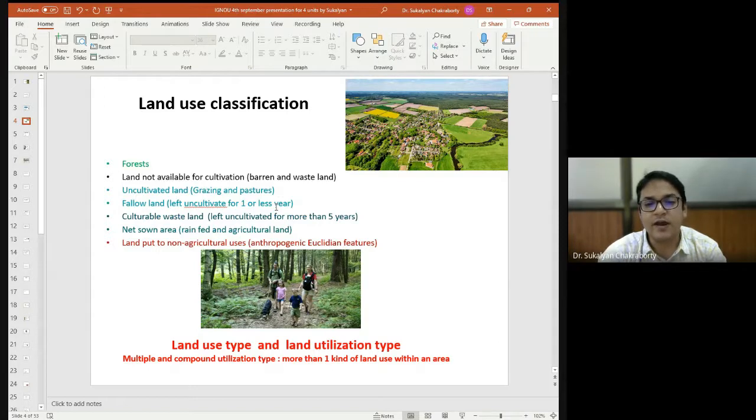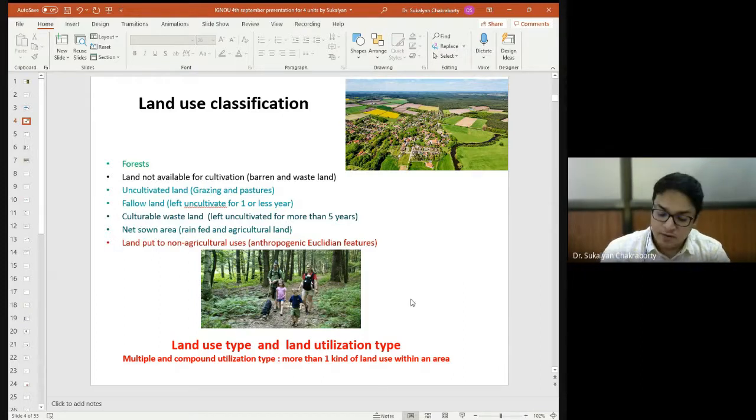Net sown area, that means out of the total cultivated land, what I am saying, net sown area is the rain fed and the agricultural land. And land put to non-agricultural uses, of course, where we are making our roads, buildings, bridges, etc. So that is land put to non-agricultural uses. It includes anthropogenic Euclidean features, that means sharp geometric features, components are present over there. So these are the different uses of land. These are some of the different uses of land. Apart from that, there are many other uses of land. So according to that, we can classify the total land surface into these uses.